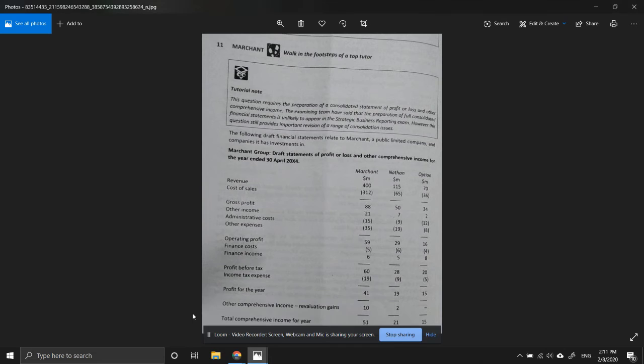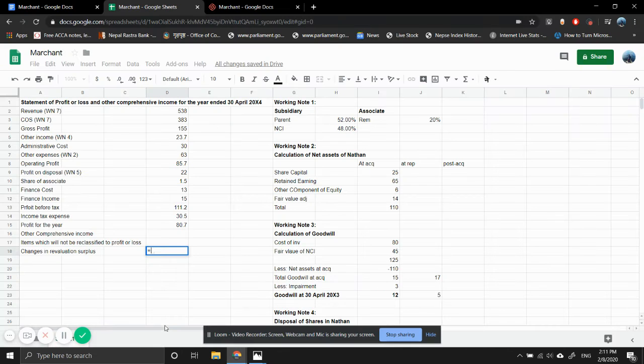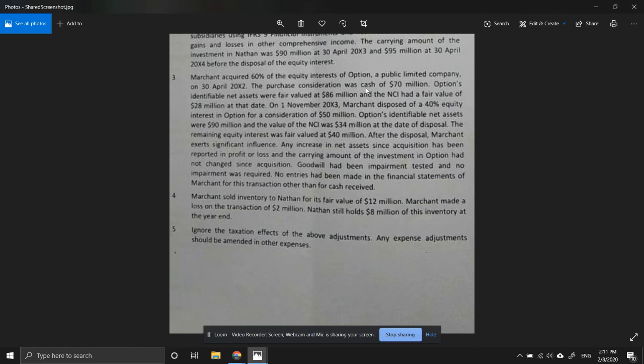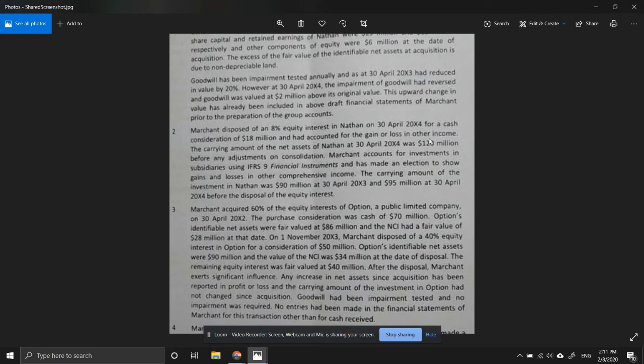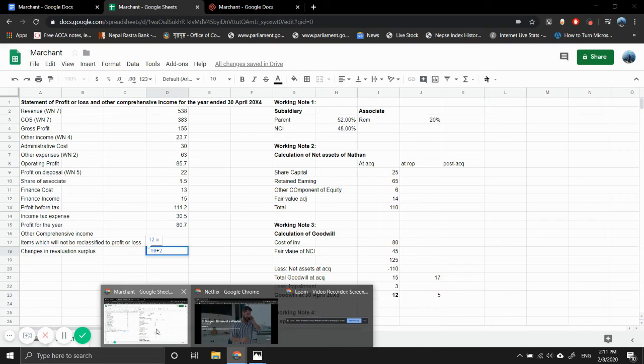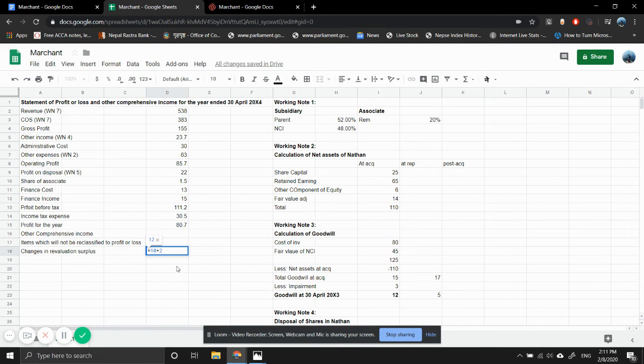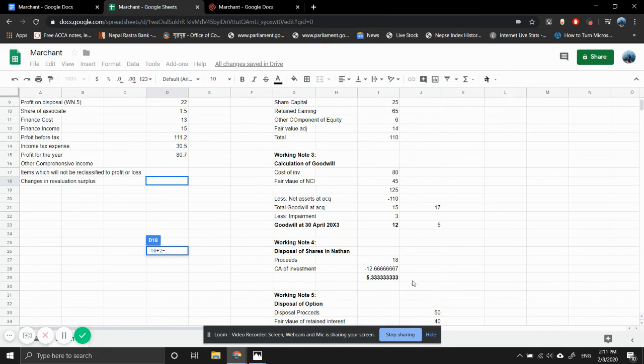So let's add everything for 3, 10 plus 2, right? 10 plus 2. And the other thing that I noticed was this figure over here. So it's always going in OCI, right? So you can't do that. So how much did they actually put over there is the figure from there. So on the disposal, they had a gain, right? So what they did was they had already put this figure inside over here. So this gain, that's the figure that they have put in, right?